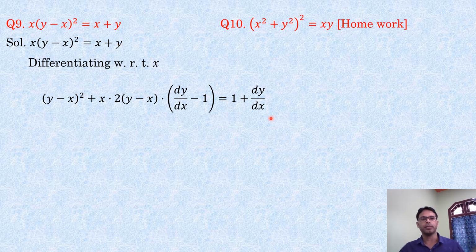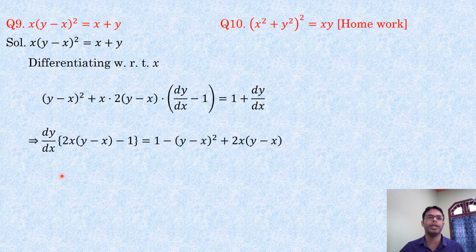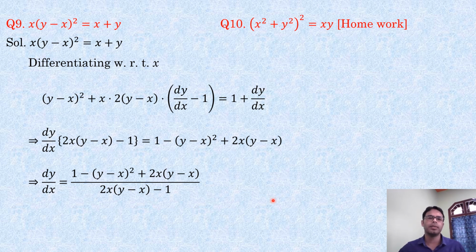Is it clear? Okay. Then complete the product and take common dy/dx on the left hand side. So dy/dx, here it is twice x into y minus x, this one, and this term shifted to the left, so it will be minus 1 because dy/dx is taken common, is equal to 1 is already there, this y minus x whole square is negative on the right hand side, then after completion of this product it is negative twice x into y minus x, but shifted to the right, so it is positive twice x into y minus x. And just divide it, and it's a very simple calculation there.